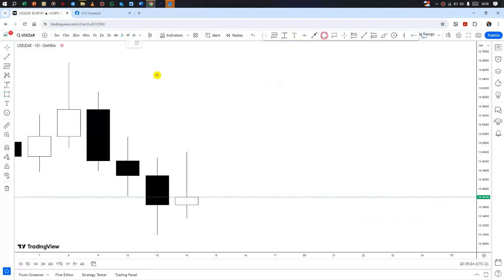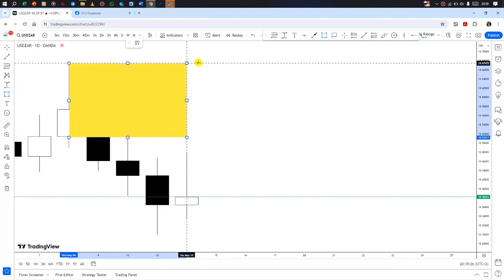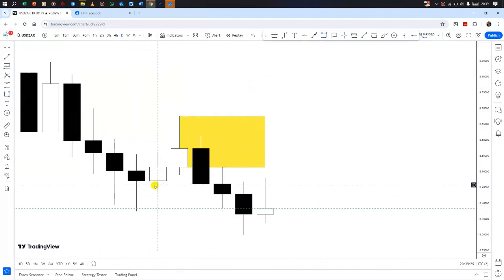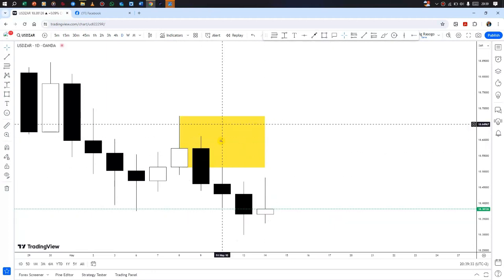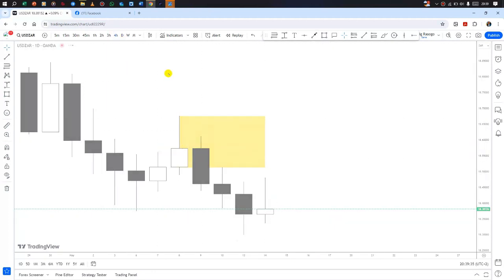So on our daily time frame, we'll have to mark a fresh daily supply zone here. As you can see, we do have a rally base drop supply zone with a significant bearish move. So we can refine it in the smaller time frames to look for our low risk and high reward zone.